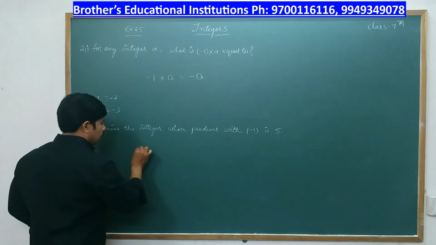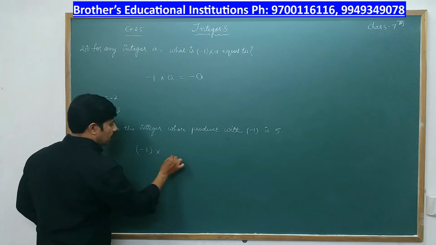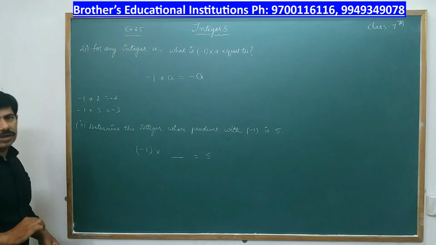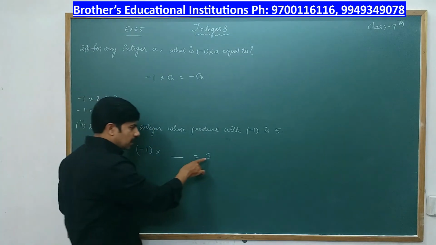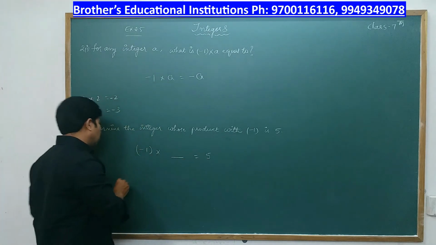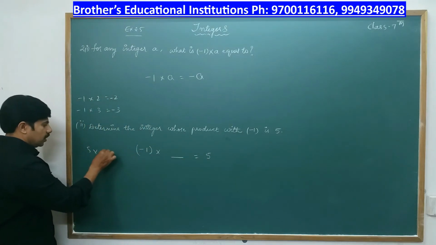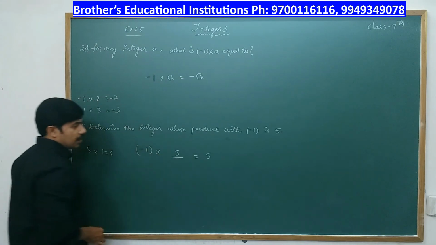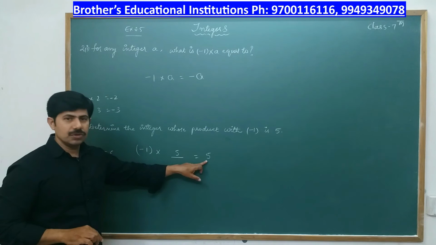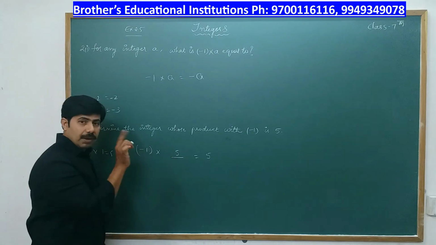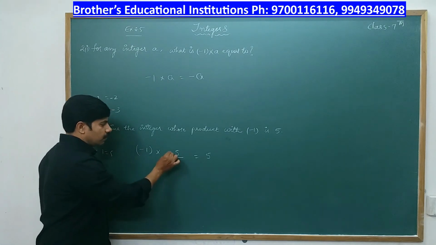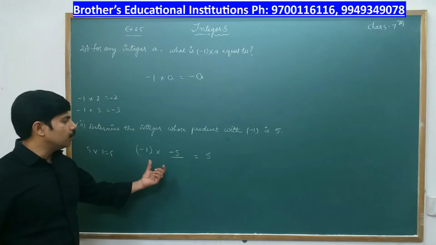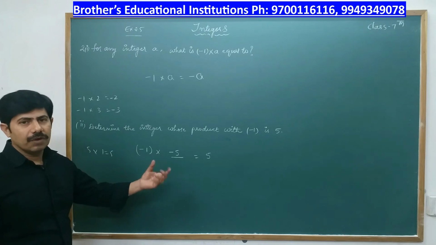Now the next one is determine the integer whose product with minus 1 is 5. That means minus 1 is to be multiplied with some number so that the result is 5. So remember, the result is plus 5. We know 5 ones are 5. But we have a positive 5. Minus 1 into 5 will become minus 5. So to get plus 5, I need to multiply with minus 5. So minus 1 into minus 5 is nothing but 5.